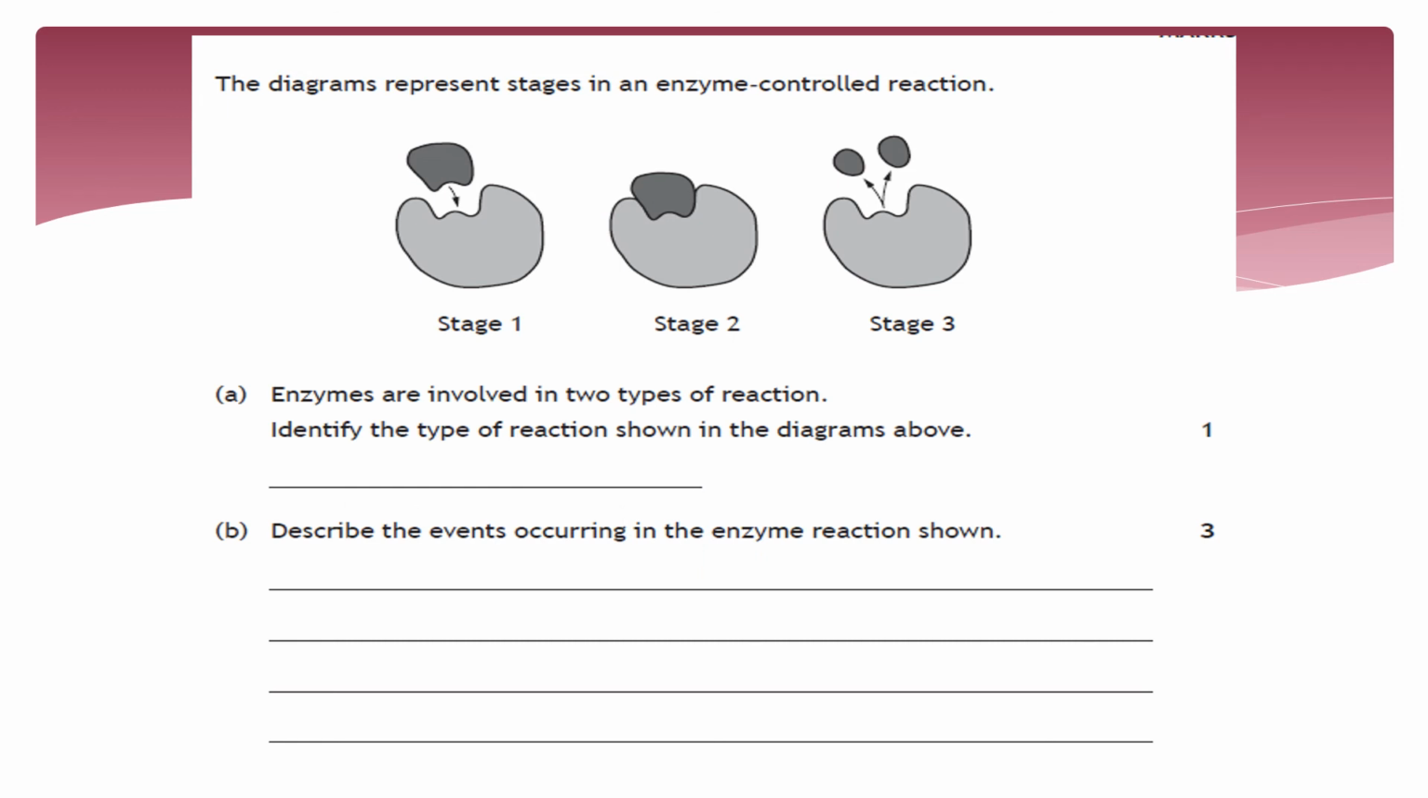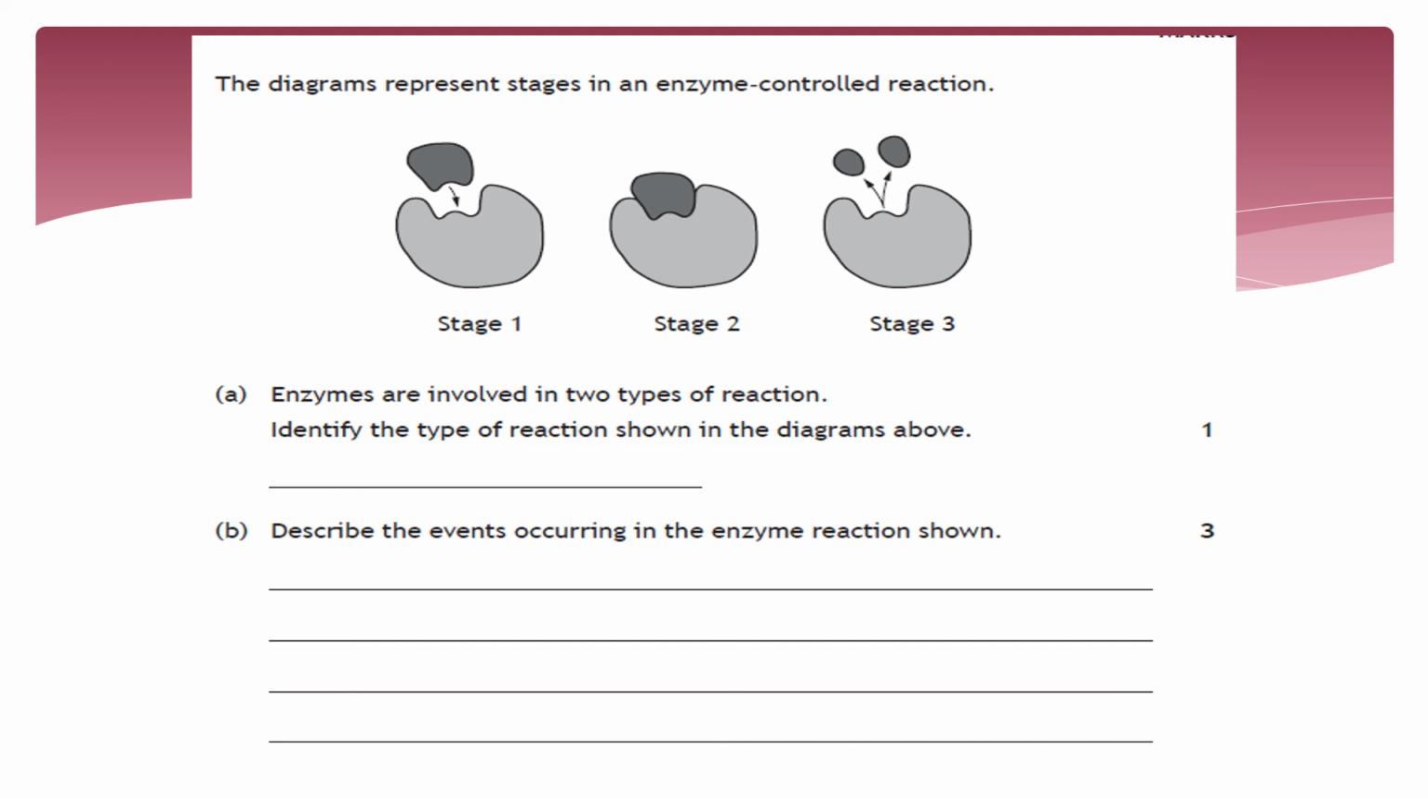For this question, it says the diagram represents stages in an enzyme controlled reaction. You've got your first stage where your substrates bind into your enzyme, then your enzyme substrate complex, and then your product leaving your enzyme. Enzymes are involved in two types of reaction. A: identify the type of reaction shown in the diagram above, and B: describe the events occurring in the enzyme reaction shown. I'll give you the answers just now, so if you want to answer it by yourself, you need to pause the video.